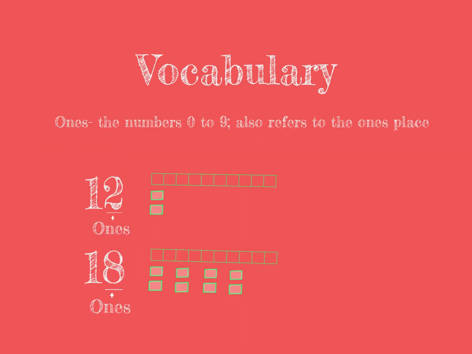Our next vocabulary word is ones, which is the numbers from 0 to 9, and it also refers to the ones place. For example, the number 12 has 2 ones, which can be shown by the 2 squares right here. And the number 18 has 8 ones, which can be shown by the 8 squares right here.